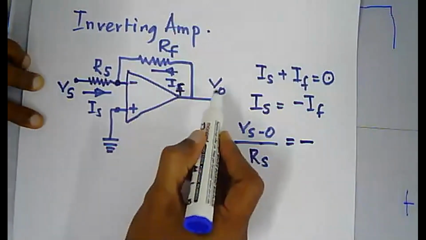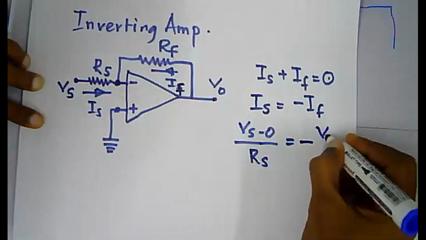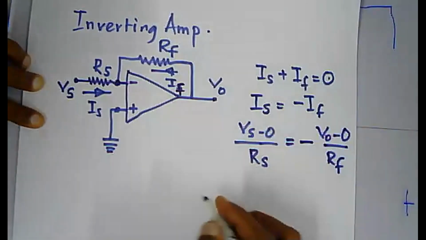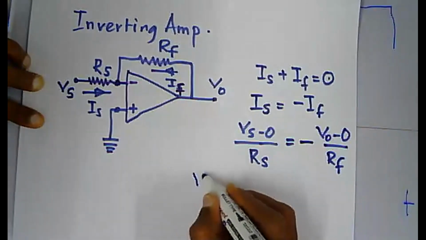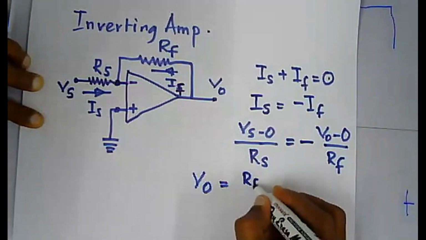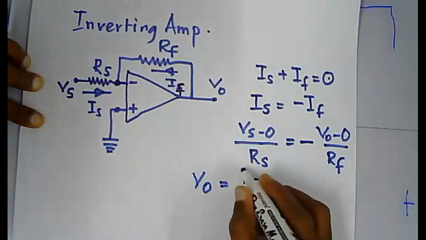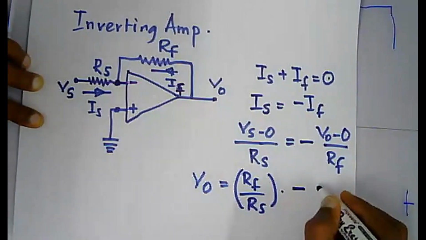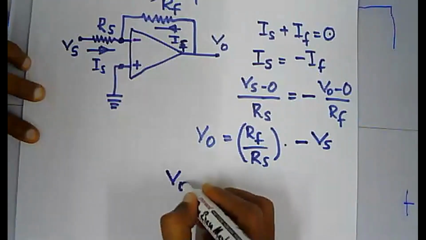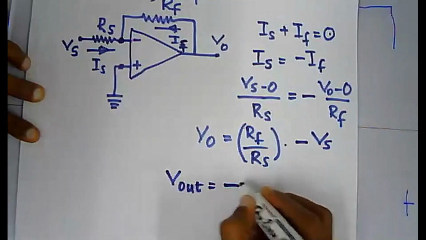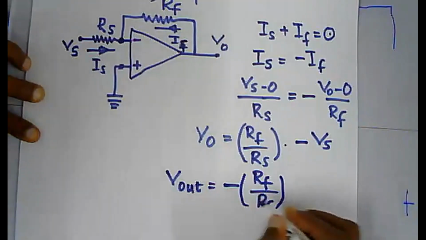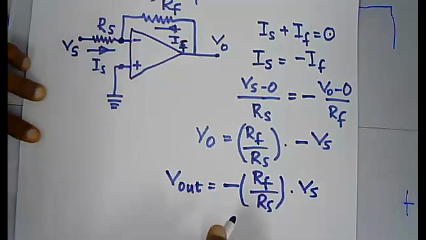IF is V out minus 0 over Rf, right? Just cross multiply this. So you will have your V out equals Rf over Rs into minus of Vs. Am I right? So in other words, your V out equals minus Rf over Rs into Vs, right?